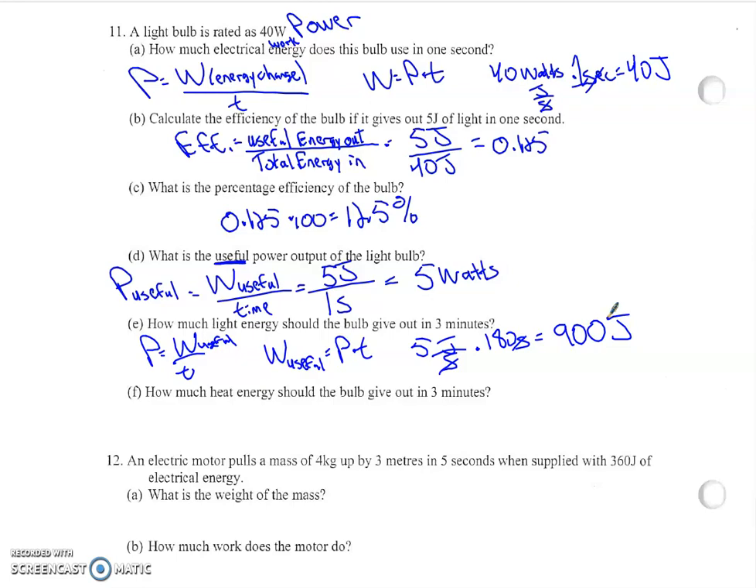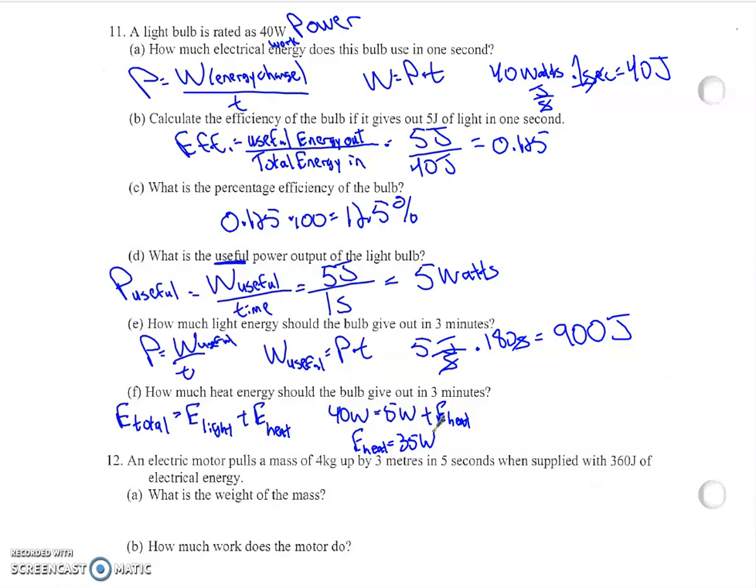Now F is asking how much heat energy the bulb should give out in 3 minutes. The total energy for this light bulb is the useful energy, which I will write as light, plus the energy given off as heat. The total energy we know is 40 watts. The light energy we know is 5 watts. What we don't know right now is the heat energy. So you do a little bit of subtraction, and the heat ends up being 35 watts. And remember, a watt is joules per second.